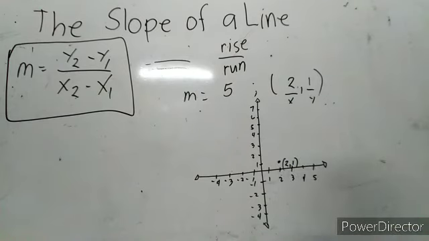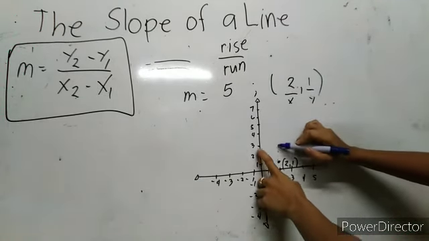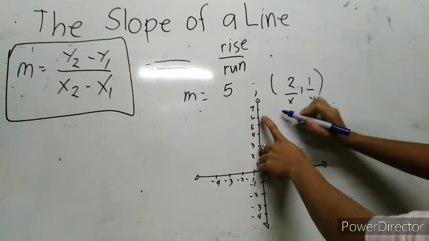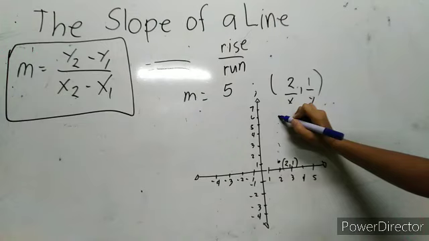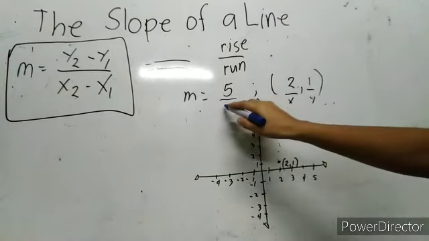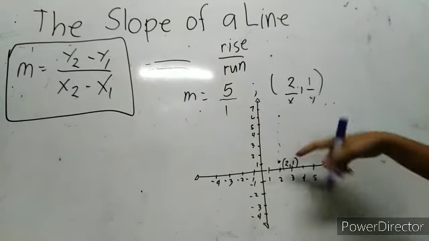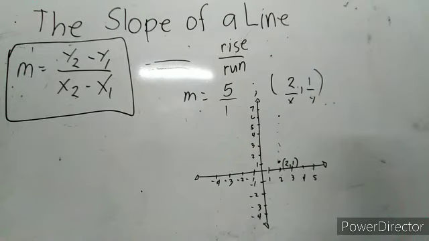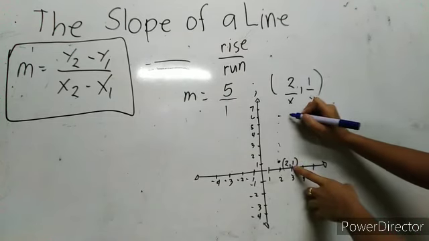Next, our slope is 5. Positive means the rise is 5. So we go up 5 steps. So we have 1, 2, 3, 4, 5. Then again, our slope is 5, which is understood to have a run of 1, a denominator of 1. So we move to the right side, the run is just 1.